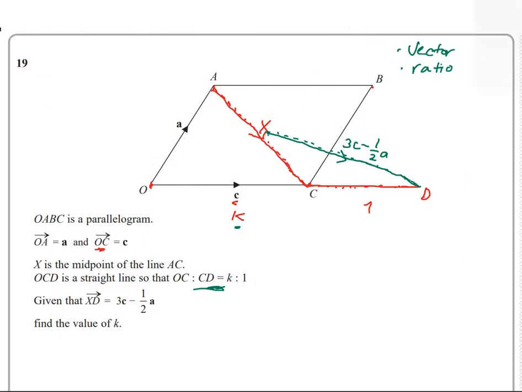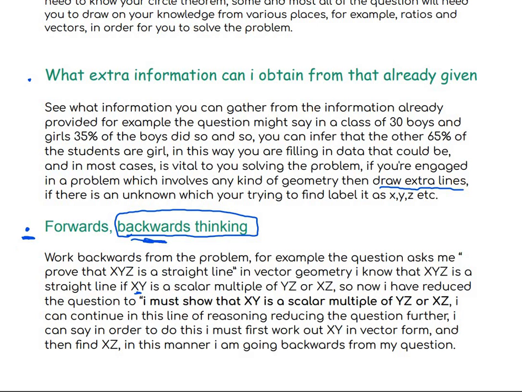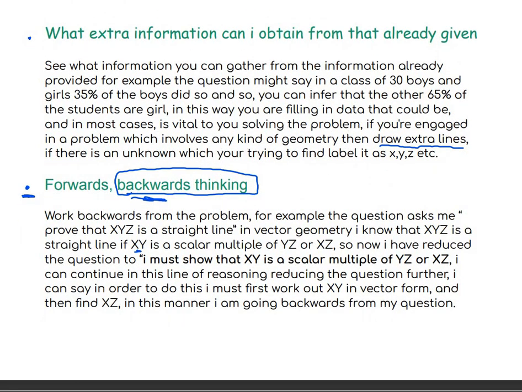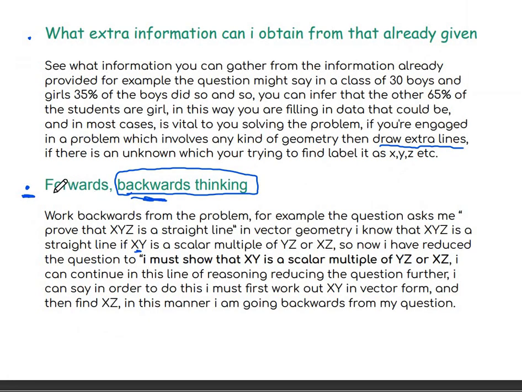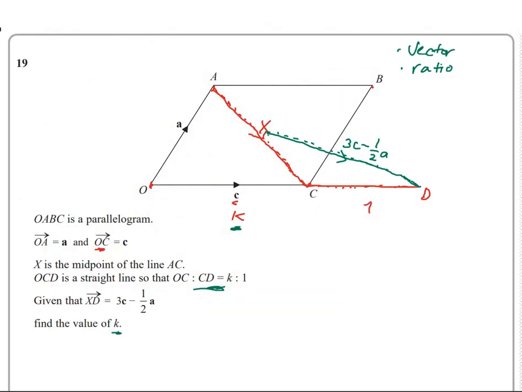And so, forwards, backwards thinking. For this question, because it's a little bit more difficult, it's hard to work backwards, because I don't really know what I'm working backwards from. I know I need to find K, but how do I work backwards from that? So the best thing to do here is to be working forwards. What that means is that I just need to start filling in more information to give myself a fuller picture of what's going on.